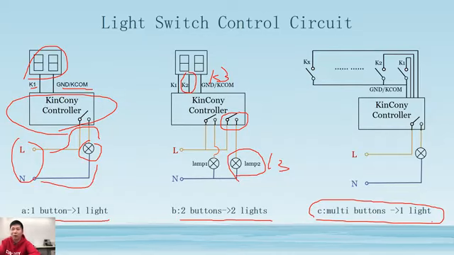So you can see in our circuit, this K1 and K2, and KX means no limit. Maybe you have K3, K4, K5, K6 until K10. If you want 100 switch buttons to control 1 lamp, also no problem.